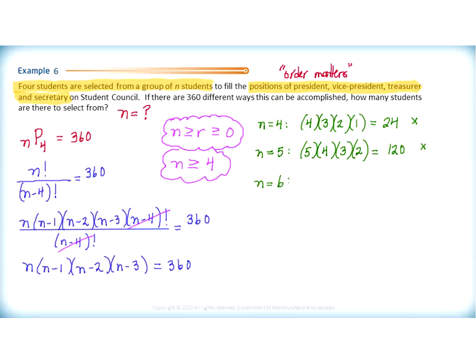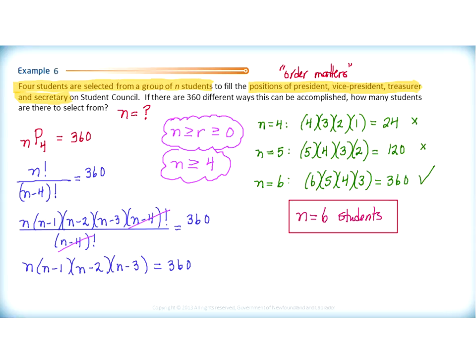Let's check n equals 6. So we would have 6 times 5 times 4 times 3. And the product of these 4 numbers is equal to 360. So using trial and error here, we know that the value of n must equal 6. So we had 6 students from which we could choose 4 for the positions of president, vice president, treasurer, and secretary.